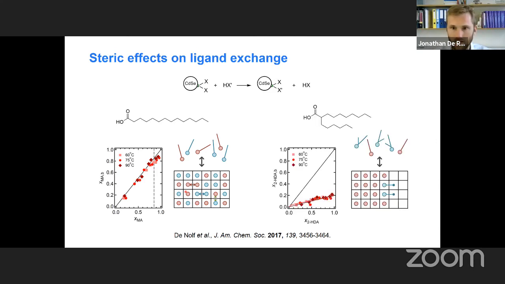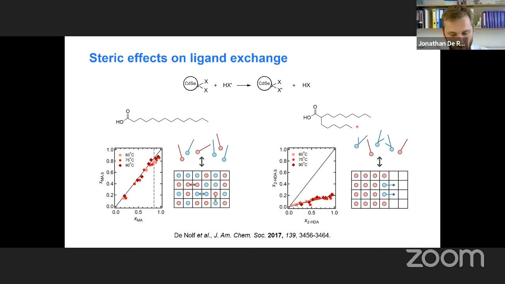But then they added this branch mark. In the theory of Peng's paper, these branched molecules should improve the dispersibility of the nanocrystals. But actually, it does not exchange because of steric problems. So you see here that the mole fraction on the surface is much lower than the mole fraction in the solution. And that's because this second chain here needs space.